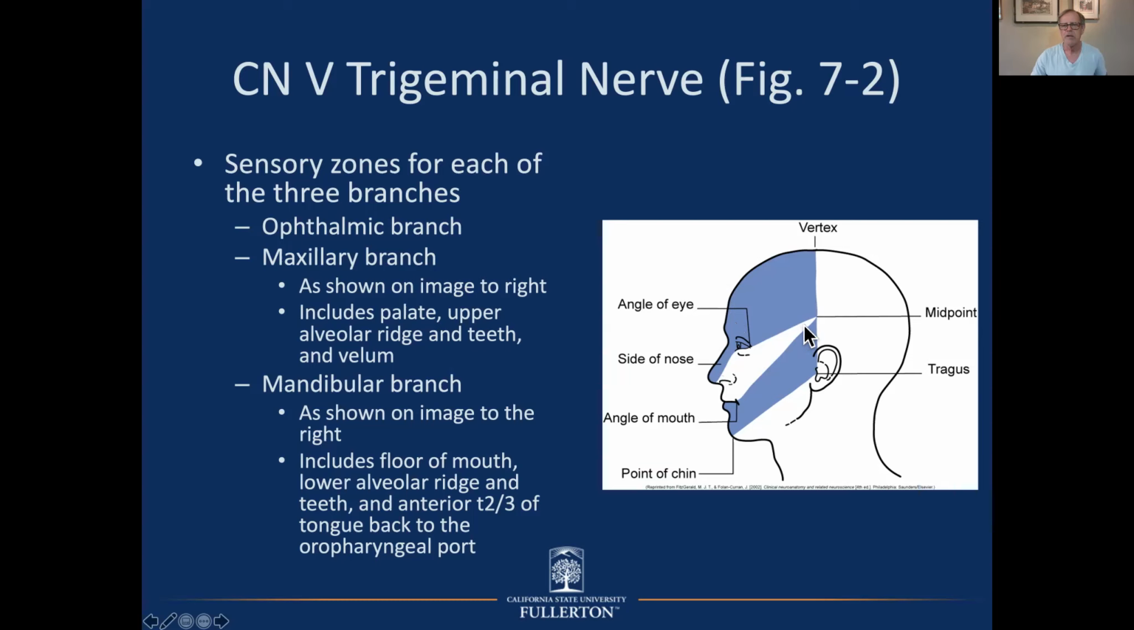Here's the maxillary division shown on the face again, and you can see it includes the upper lip. Keep in mind, it's not just the skin though. It's a whole wedge of tissue. It's everything deep to it. So that's why the roof of the mouth, the upper teeth, the upper alveolar ridge, everything back to the velum. Part of the velum is subserved by 9 a little bit, but essentially the roof of the mouth. And then the mandibular division here. You can see it's the lower lip, it's the side here, and it's the floor of the mouth. Back to the oropharyngeal port.